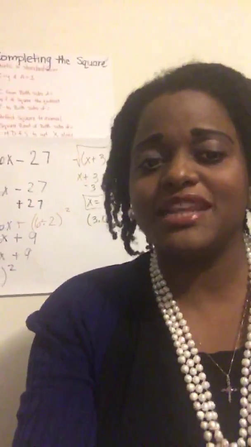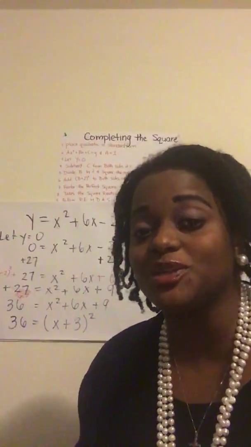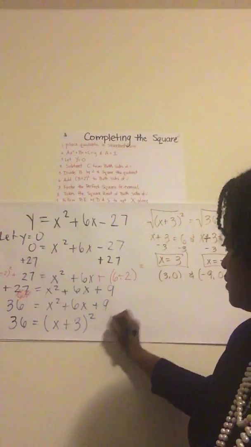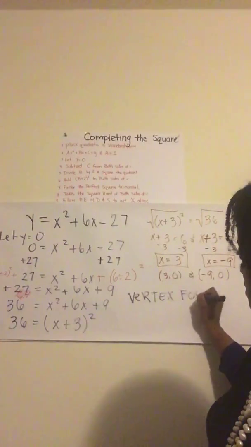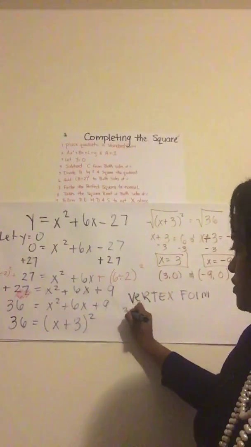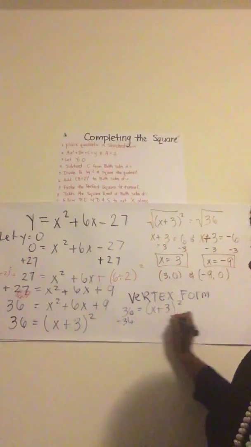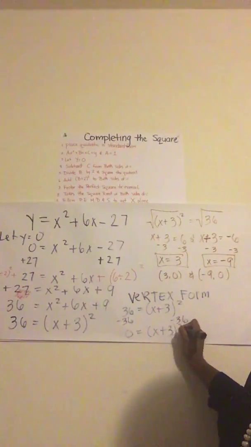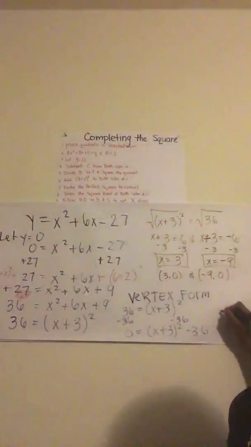If you wanted, you could actually do something different. We could put this in vertex form. What we would do is go back to right here. If I want vertex form, I would do 36 equals x plus 3 squared, minus 36 from both sides, and we get 0 equals x plus 3 squared minus 36.